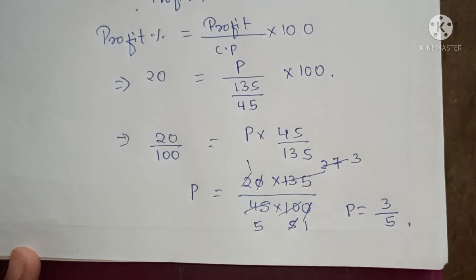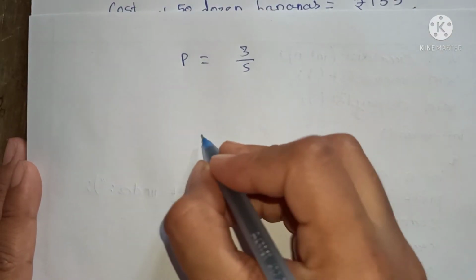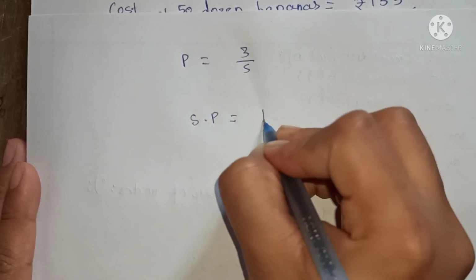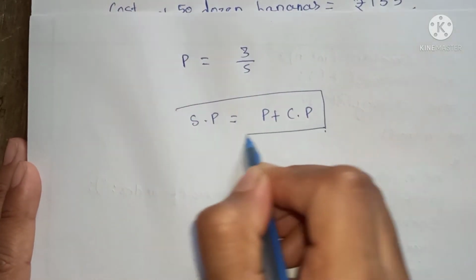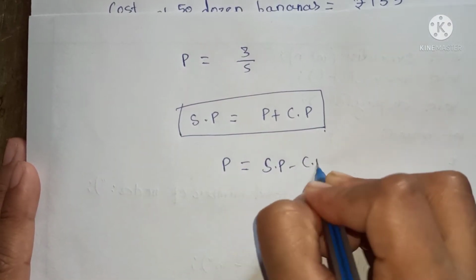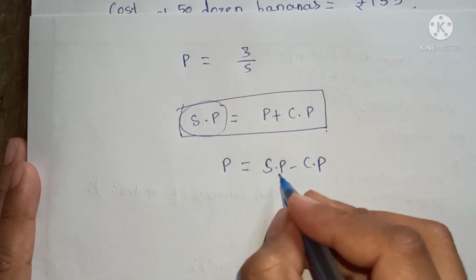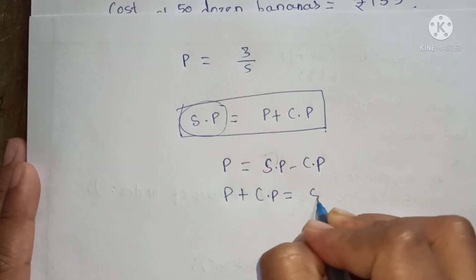Okay. Now we have to find the selling price of the banana. P is 3 by 5. So SP, we know SP is P plus CP, right? How does this formula come? Profit is equal to SP minus CP. So we need to find SP. We will leave SP alone, and the CP will come here. So profit plus CP is equal to SP.